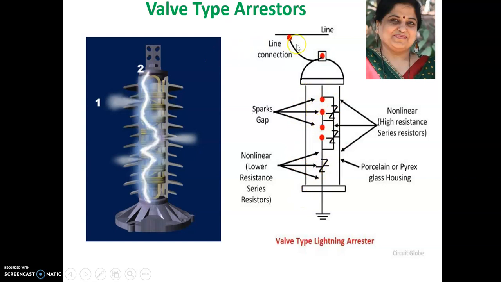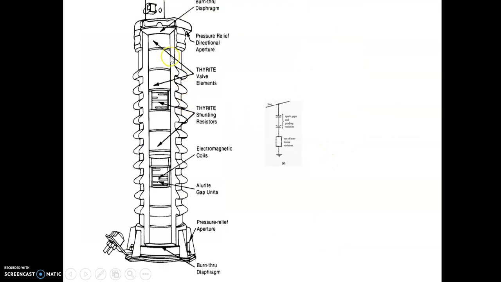So that is called a valve type arrestor. So you have understood the basic function. Now let us see the details. The constructional parts: you can see there will be a number of discs made up of nonlinear resistors stacked over one another. Suppose it is a thyrite type valve arrestor, then this disc will be made up of thyrite.